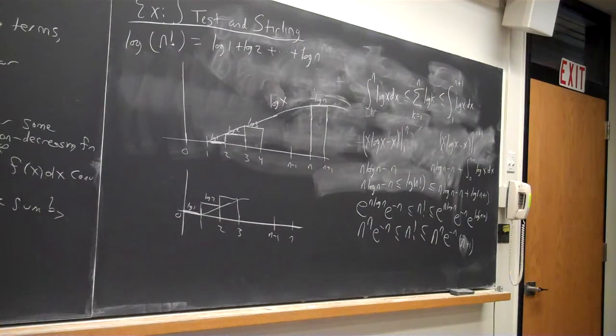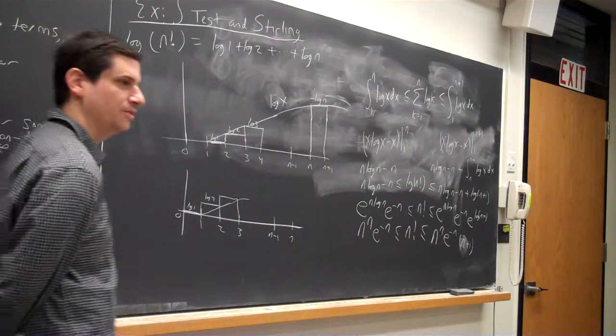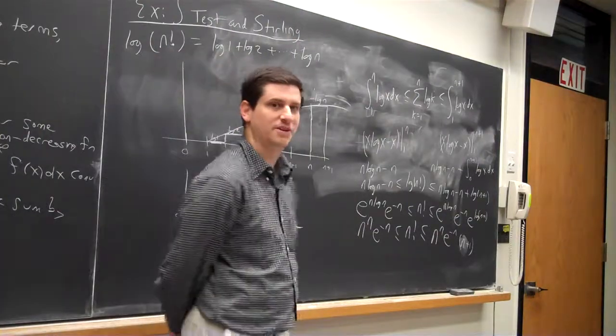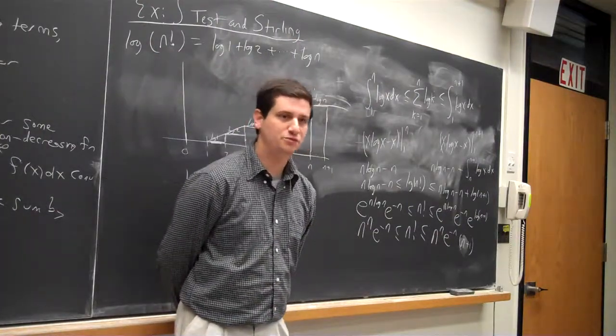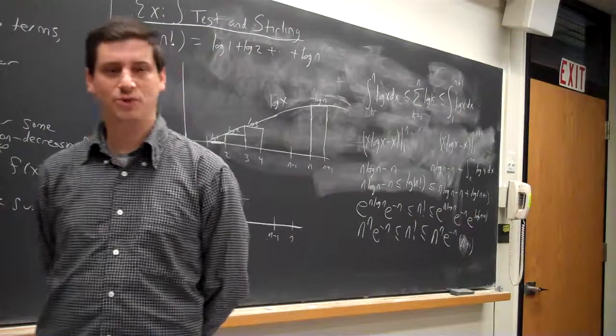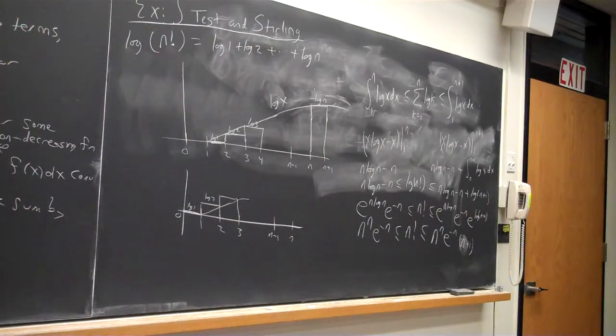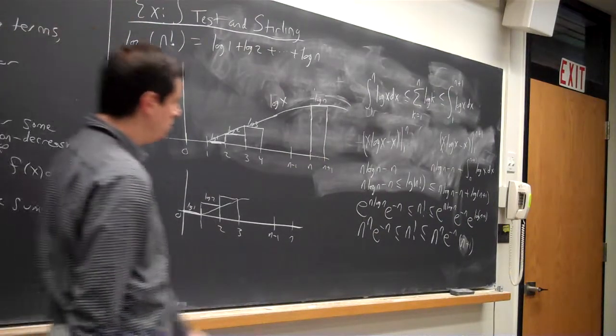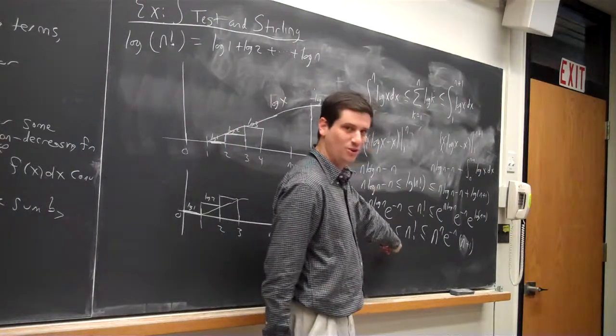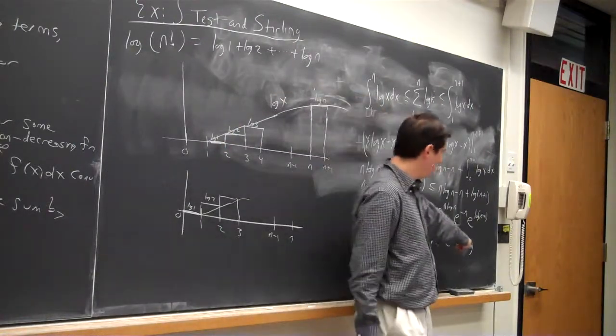Alright, so who remembers what Stirling says? What are we supposed to be getting for n factorial? Isn't that root 2 pi n? It's the square root of 2 pi n. Let's look at the lower and the upper bound. What's the lower bound here? 1. The upper bound here is n.